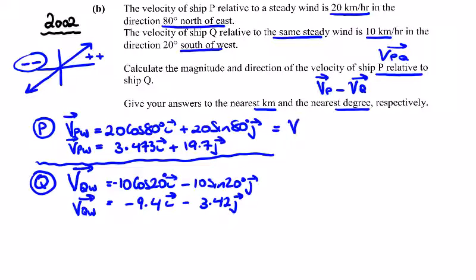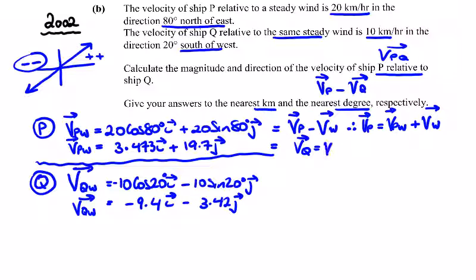We know that the velocity of P relative to the wind is the velocity of P minus the velocity of W. So therefore, the velocity of P is equal to, we bring the velocity of the wind to the left, the one that we've gotten, plus the velocity of the wind. And similarly for this one, this is going to be the velocity of Q. Down here, I'll just bring it up. The velocity of Q will be equal to the velocity of Q relative to the wind plus the velocity of the wind.